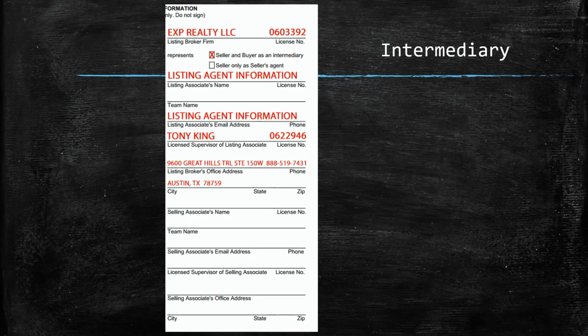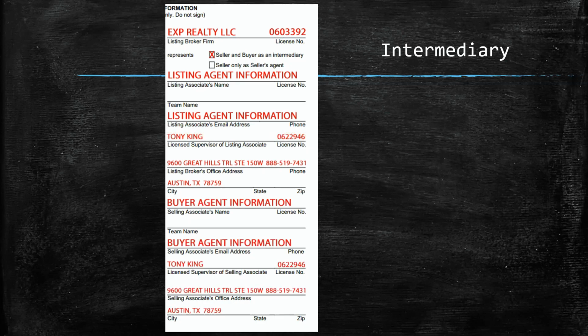I'm leaving out the team name because I didn't want it to get too cluttered. But we put in the licensed supervisor information, office address, office phone number. And then for the buy side, we put in the buyer agent information. So buyer agent personal information, again, I've left out the team name, and then the information about the licensed supervisor and the office address. All of this on the right-hand side of the page because we're in an intermediary situation and the listing agent and the buyer's agent are all members of the same brokerage.